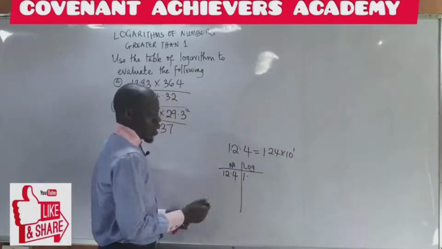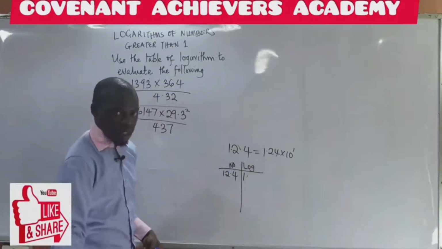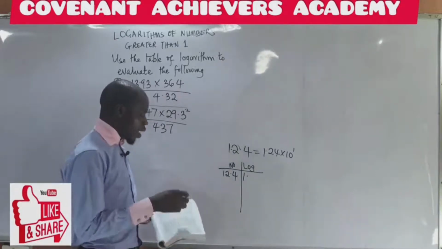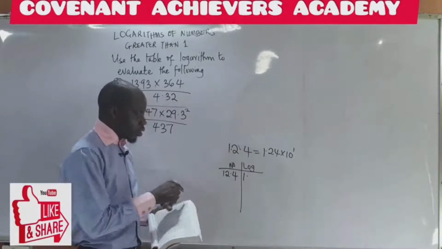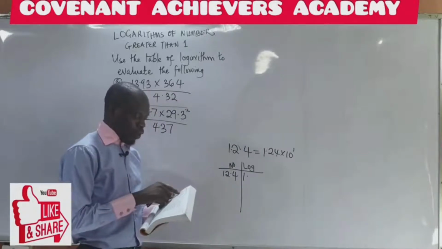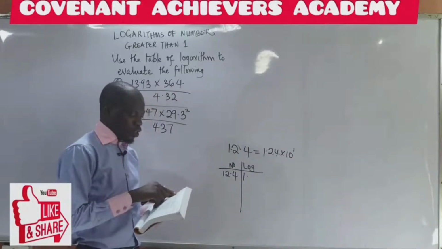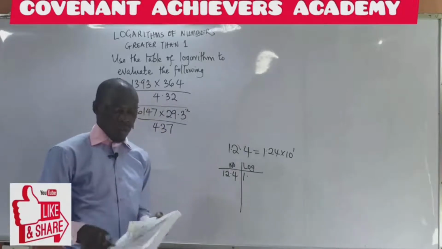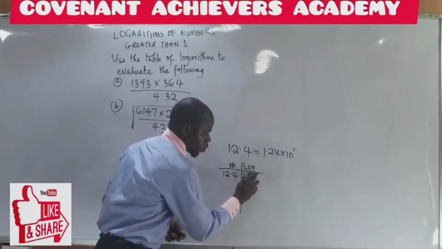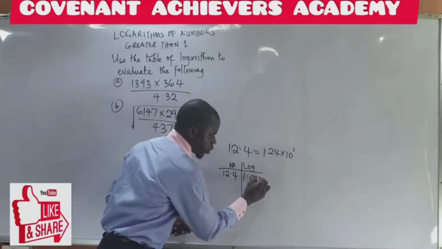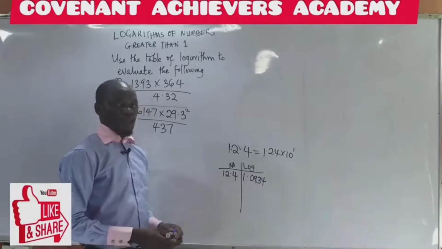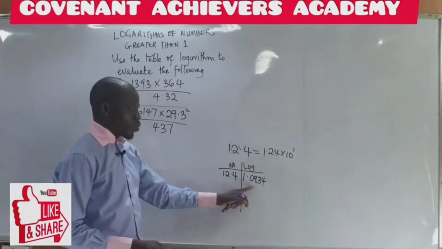Then how will you get the mantissa part? You get the mantissa by looking at the mathematical table, and you see 12 under 4. If you check 12 under 4 correctly, you are going to see 0.934. This is going to be your mantissa part, and that's how you get the logarithm of this number.